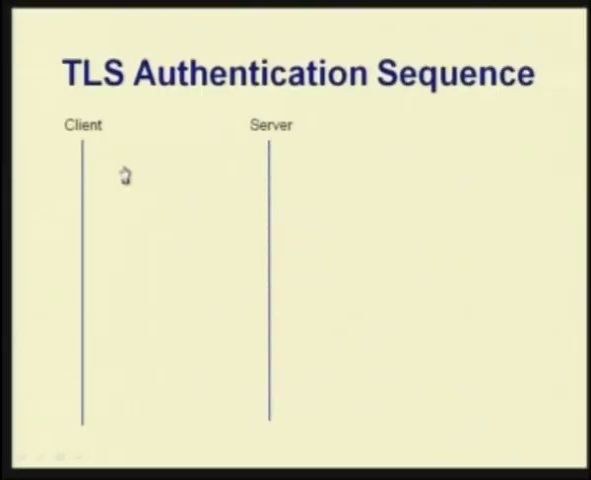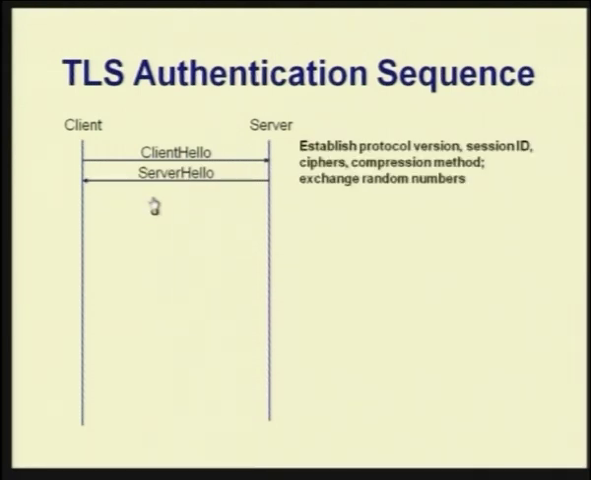So, if you look at the authentication sequence, it will go like this. We have an application client talking to a server using the TLS authentication sequence. So, what the client first does is it sends a client hello message, okay, and in response to that the server sends back a server hello. So, this is used to establish protocol version, session ID, ciphers, compression method and for exchange of any random numbers.